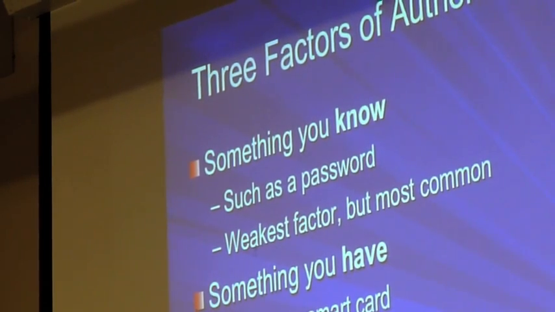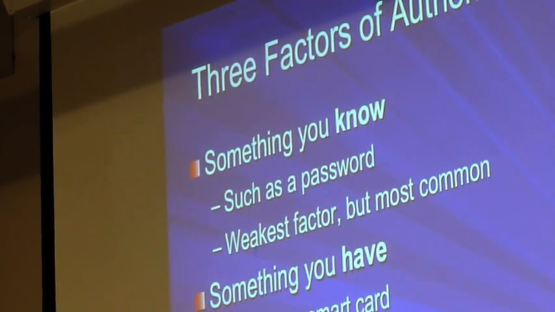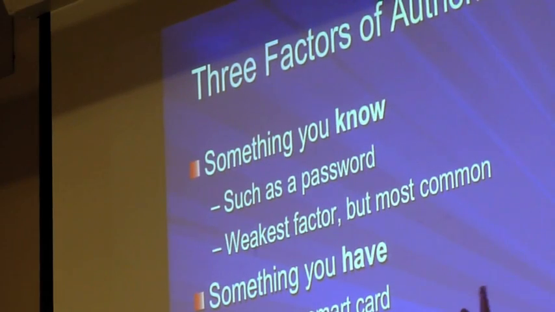Anyway, so these are the three things you have. These are called the factors. Something you know, like a password. Something you have, like an ID card, or something you are, like a fingerprint or retina scan. Those are the three types of authentication.